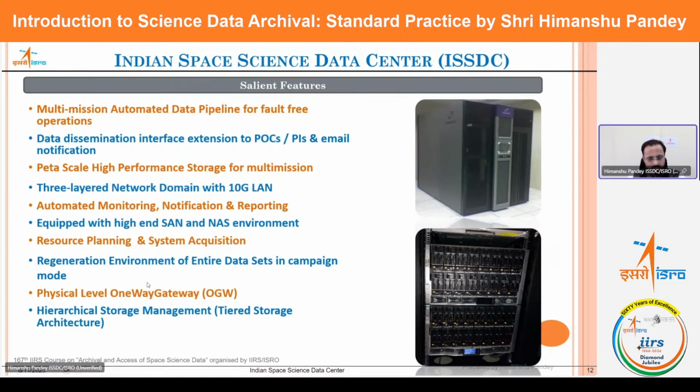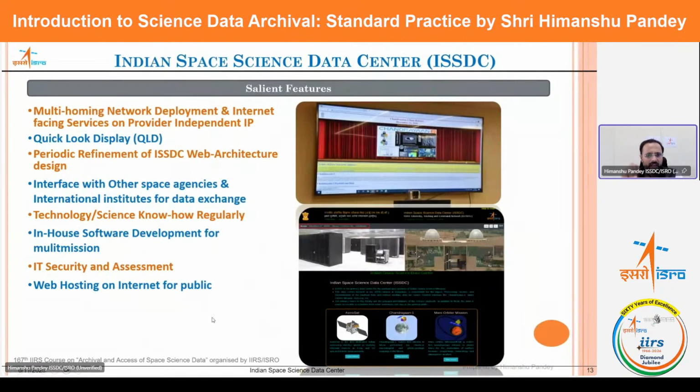in a very time-bound way. To protect our internal mission network from outside internet-based access, we have a physical boundary gateway, which only allows data to go from inside to outside, and outside to inside only in a one-way fashion, working as a data diode. Then there is healthy storage management, which I will explain in the subsequent slides, and then a multi-homing network.